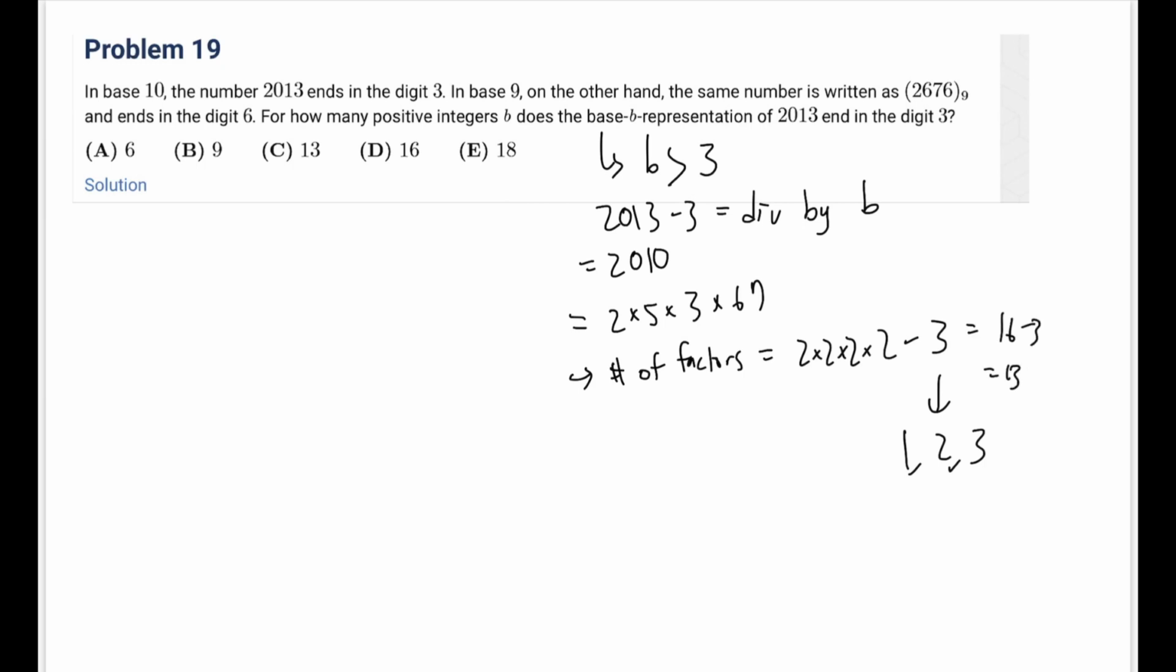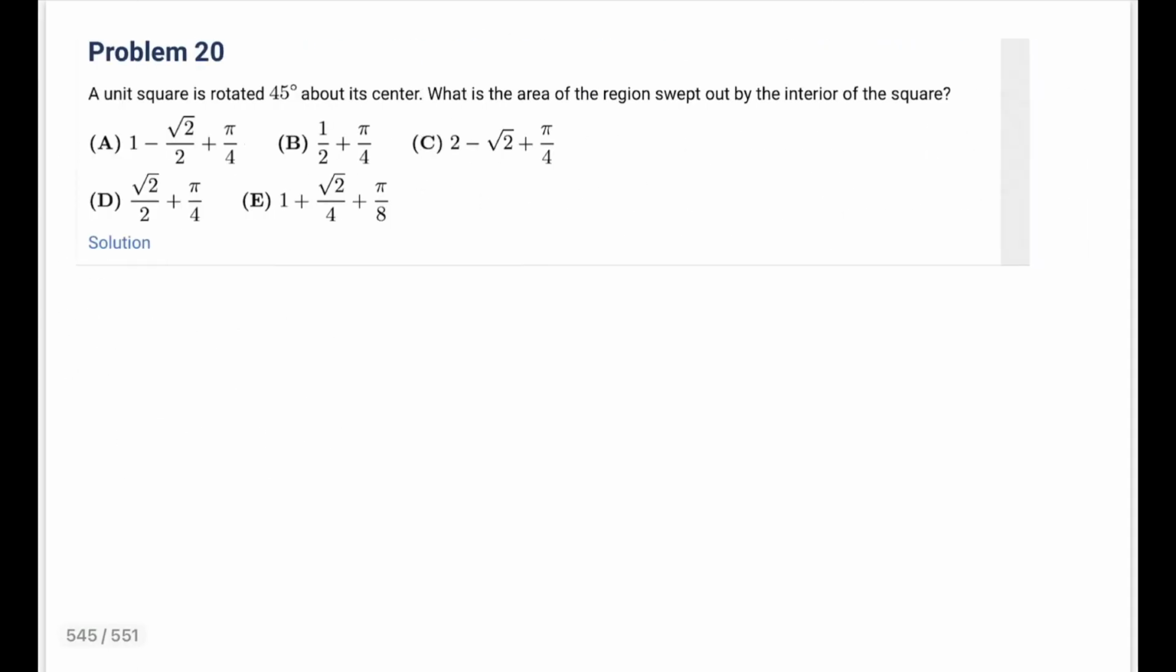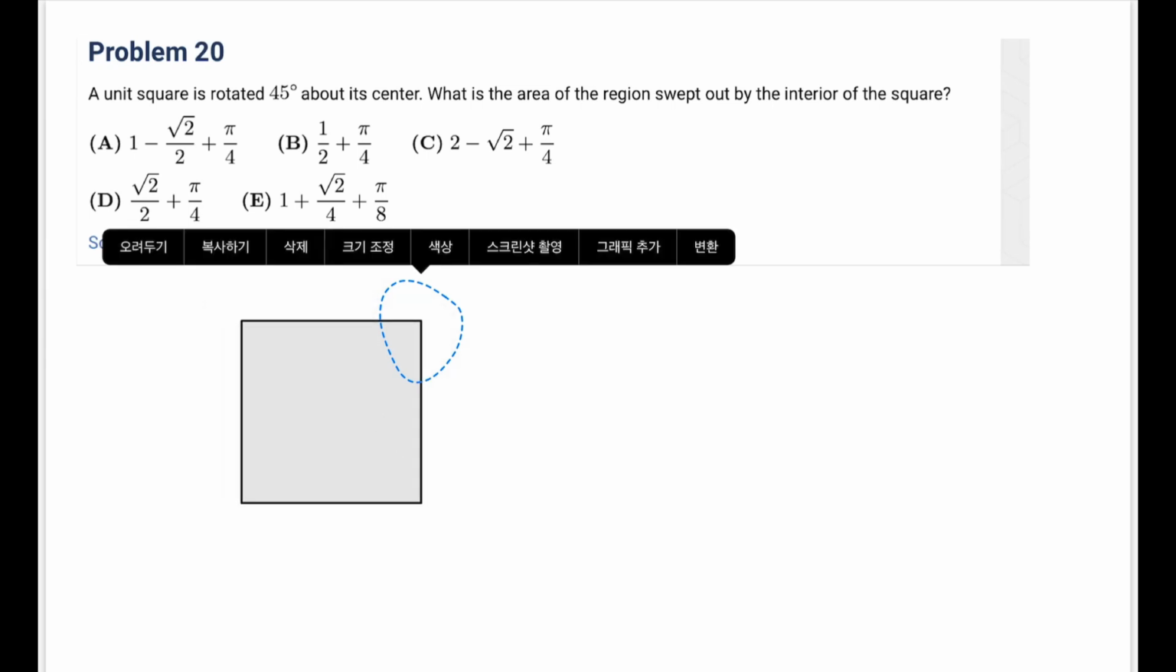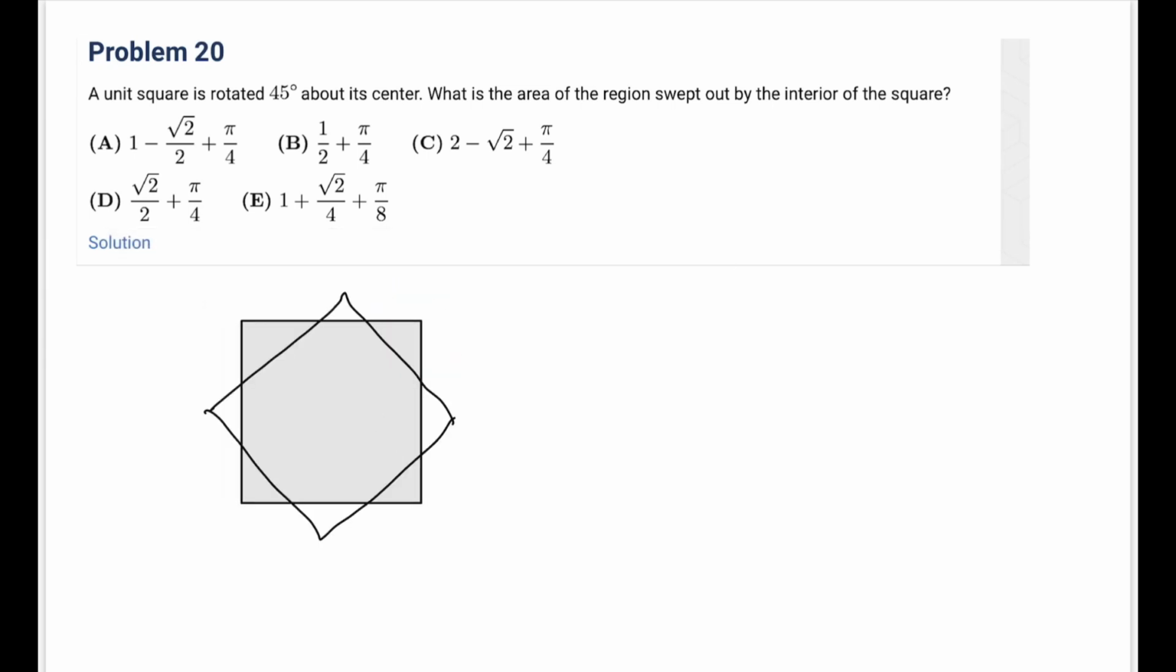The answer is C. Number 20. A unit square is rotated 45 degrees about the center. What is the area of the region swept out by the interior of the square? Okay, so we have a square like that, and then we have to rotate it. The area that we need to find is what is swept out, right? So let's say that it went this way. So it would have this arc, this arc, this arc, and this arc more, right?